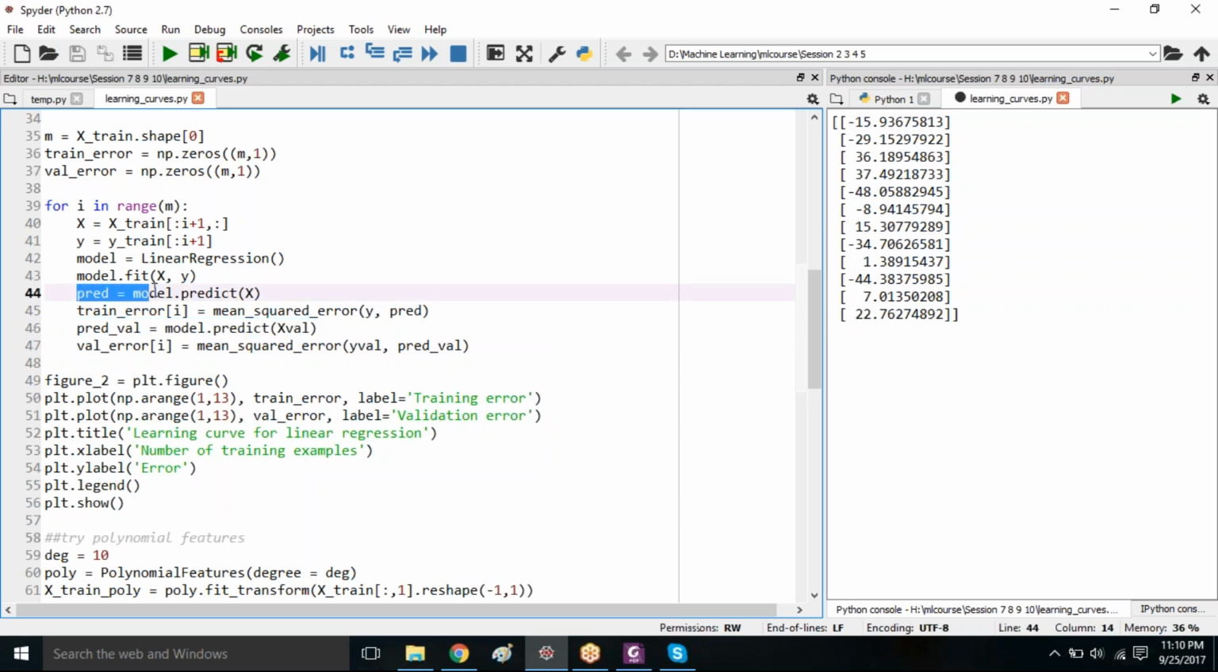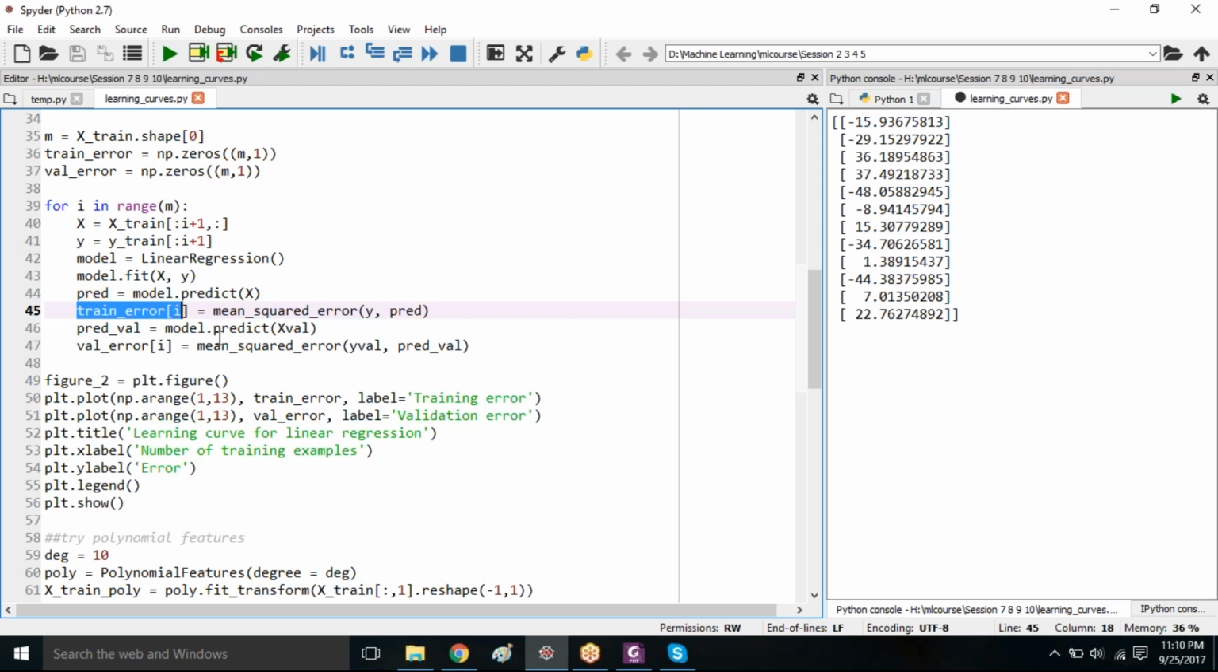And with the training error, whatever my line predicts on the training data, I calculate the mean squared error between that predicted value and the actual value. This is the train error.